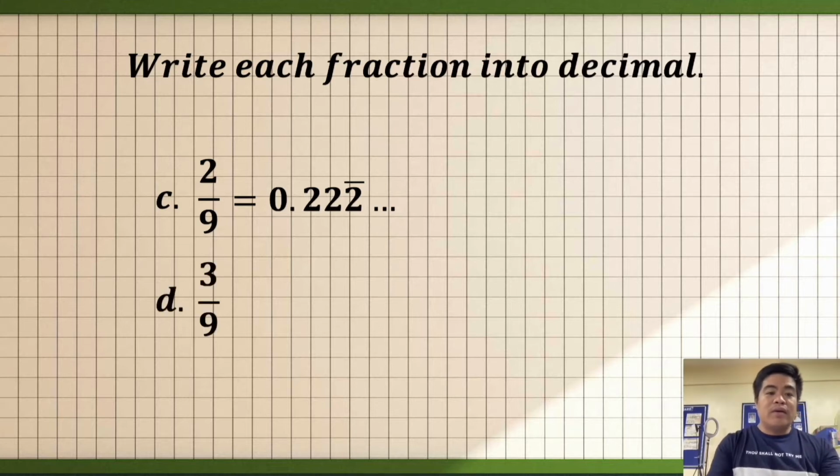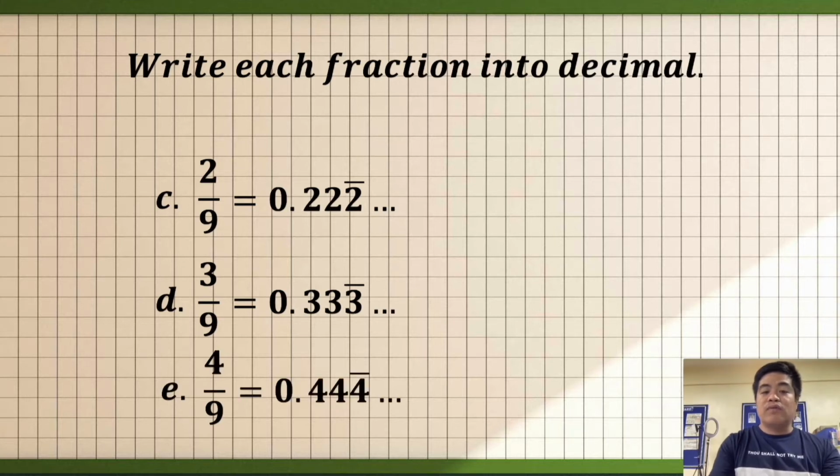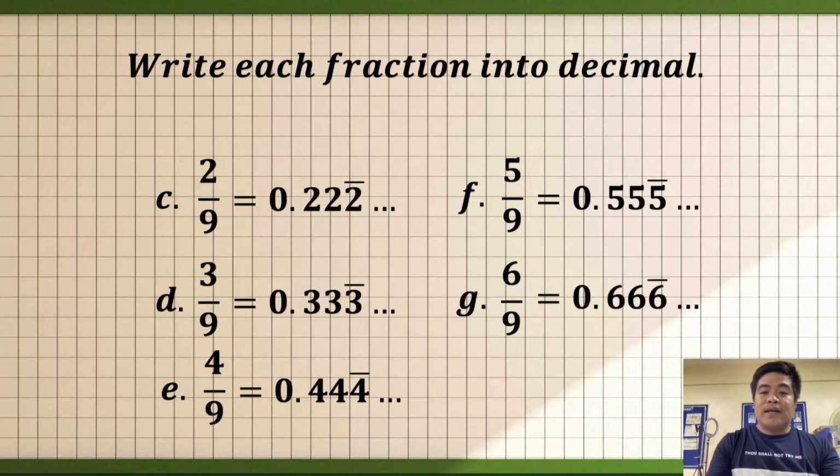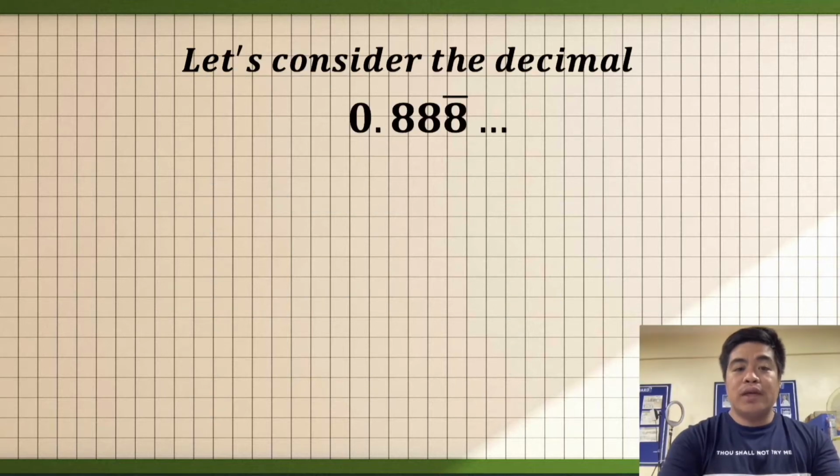So another one, you have 3 over 9, or that's 1/3. So that's 0.3333. 4 over 9, that's 0.4444, and so on. Then you have 5 over 9, you have 0.55555, and so on. 6 over 9, or 2/3. 7 over 9, that's 0.777. As you can see, you can find a pattern. So pag 9 ang denominator, just copy the numerator. Repeat na siya.